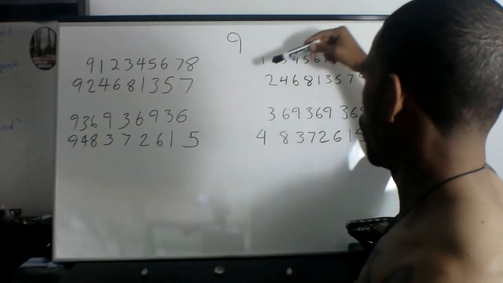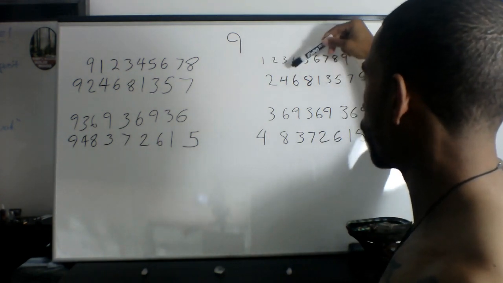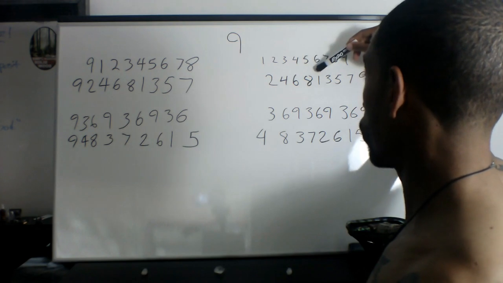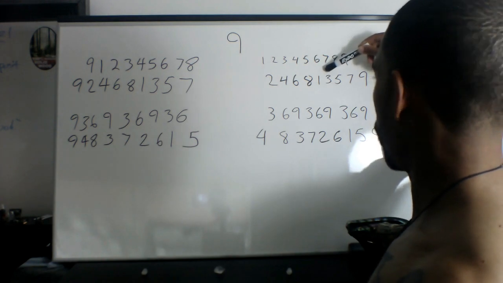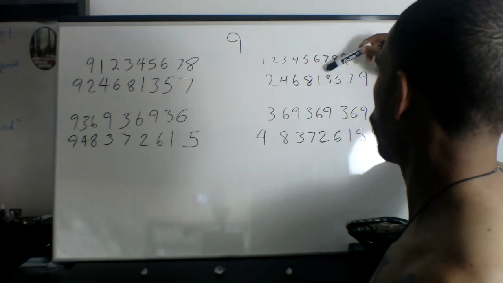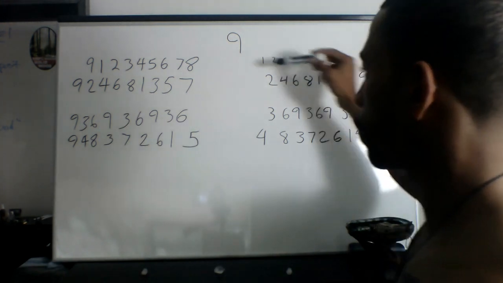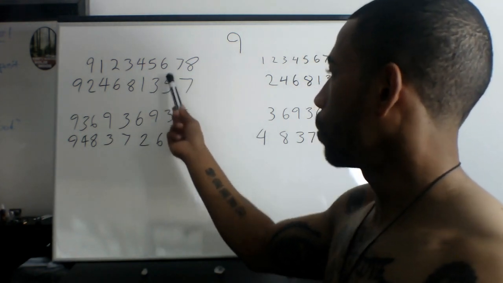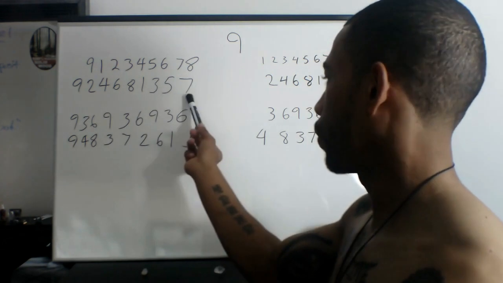Let's continue. 2 times 1 is 2. 2 times 2 is 4. 2 times 3 is 6. 2 times 4 is 8. 2 times 5 is 10, which is 1 plus 0, 1. 2 times 6 is 12, which is the 1 and the 2, so 3. So on and so forth. We've got 1 through 9 here. Same thing. 7 times 1, 7. 7 times 2, 14, which is 5. 7 times 3, 21, which is 3. We've got 1 through 9 here again.